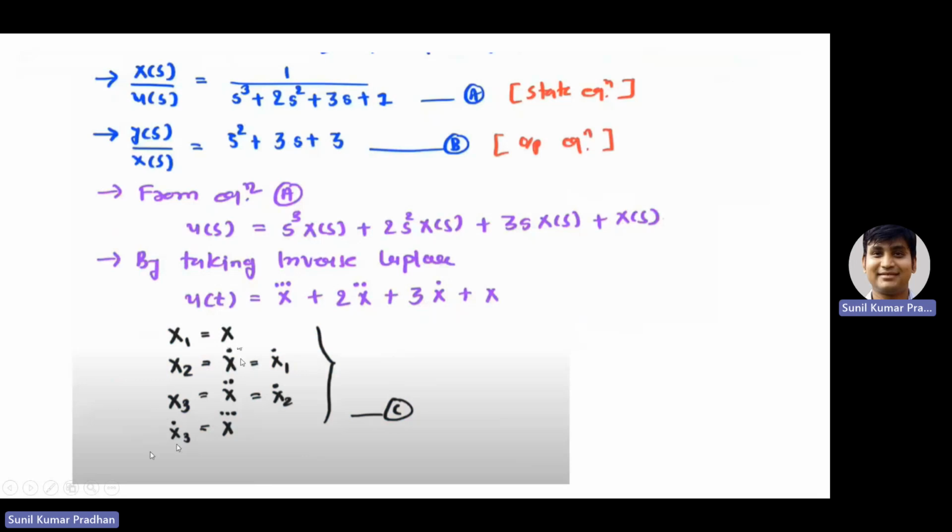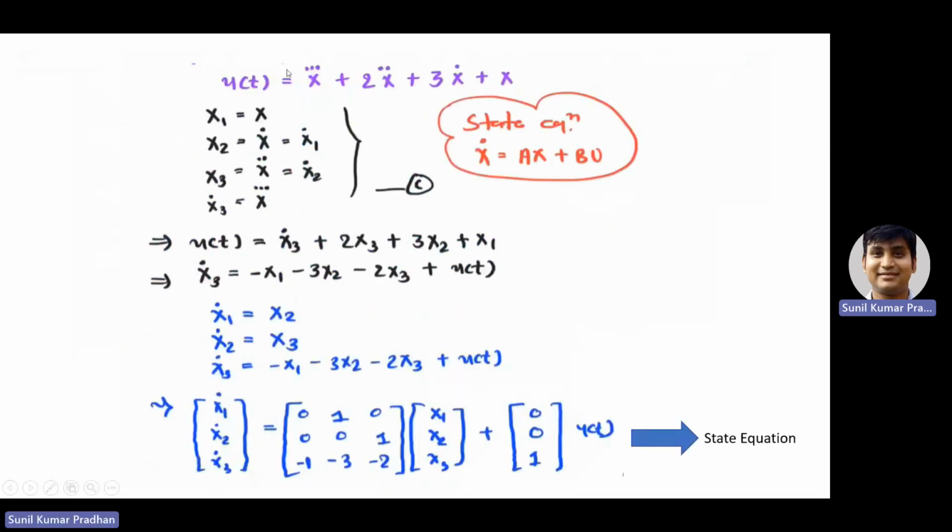Okay. So this is the assumption we take, and we have to put it here. Then we'll get this equation. Then we'll bring x3 dot to this side and bring all this to the other side. So x3 dot will be minus x1 minus 3x2 minus 2x3 plus u(t). Now the standard form of the state equation is x dot is equal to Ax plus Bu. So this is x3 dot, x2 dot is here and x1 dot is here. So this makes the state equation.